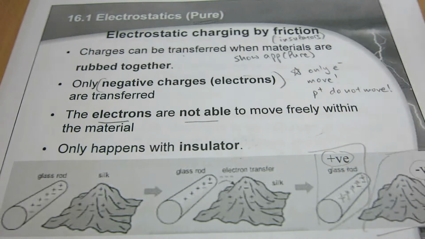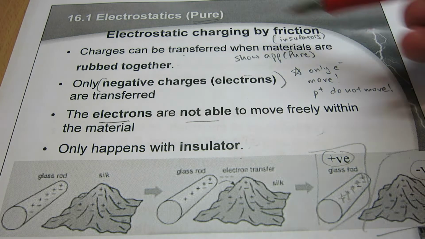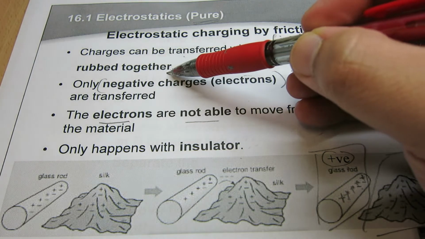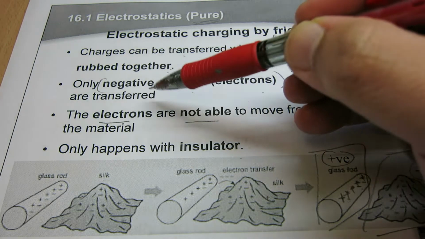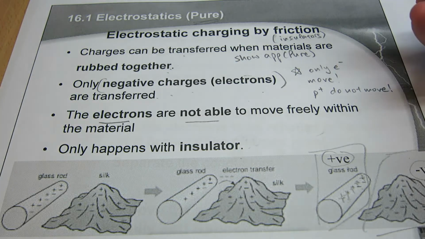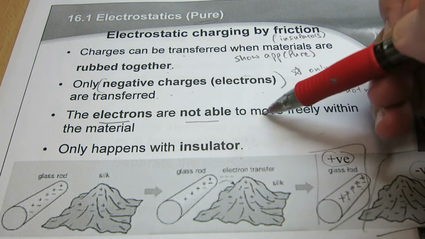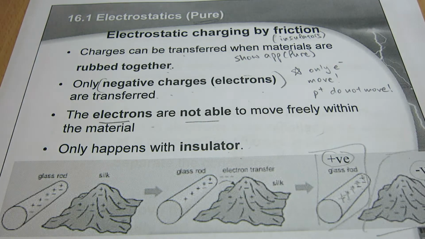Alright, just now, if you recall what was discussed, the charges are transferred when materials are rubbed together, and there must be two different materials. Now remember that only negative charges or electrons are transferred and not the positive charges. Once the electrons are transferred, they are not able to move freely within the material. So this only happens with insulators.